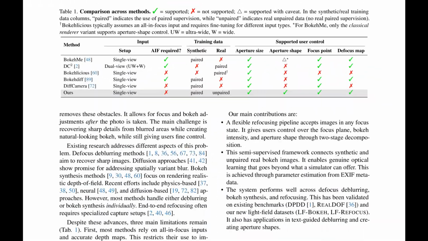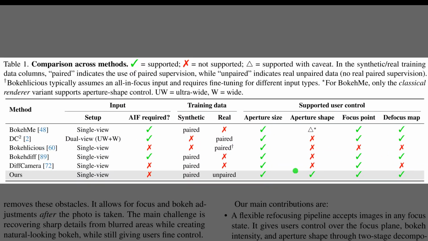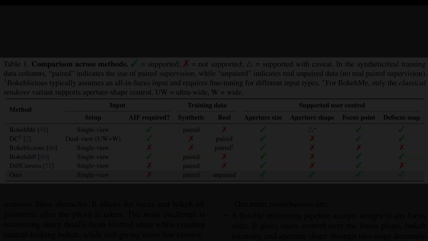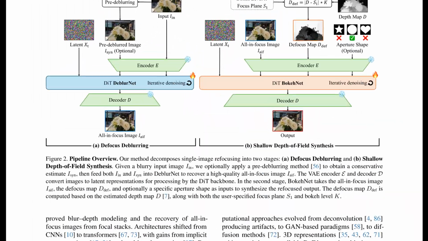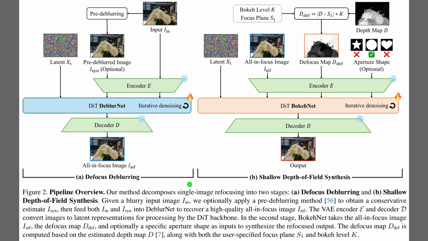Table 1 makes the core claim concrete, which is that the proposed system covers more real-world inputs and controls than prior refocusing methods. The full table contrasts input setup and training data, so you can see which approaches require an all-in-focus photo and which rely on synthetic paired supervision. The supported user control columns highlight a key gap in baselines, because aperture shape and full focus control are often missing or limited.